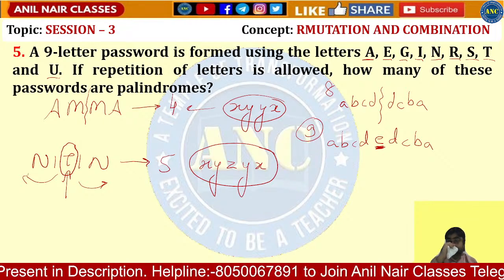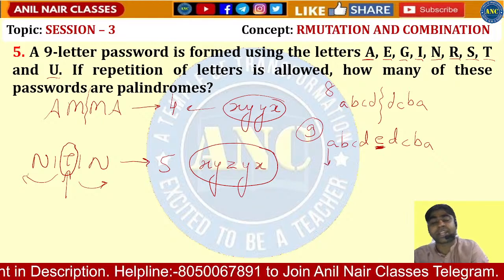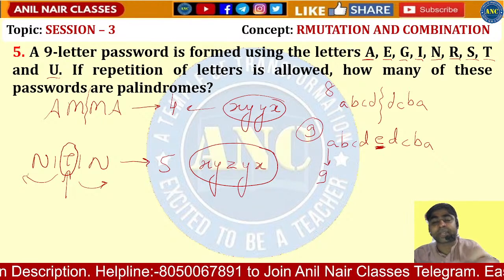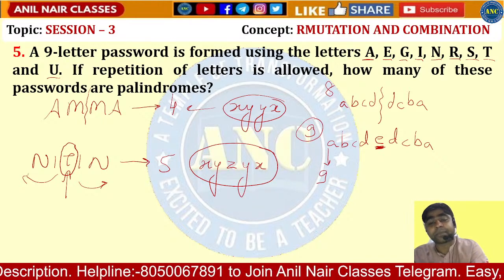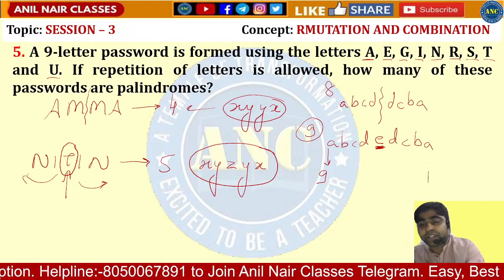Okay. So there are 9. That means in this place, how many can I keep? I can keep 9. But if in this place I have kept any of these 9, that means in this place I have only one option now.